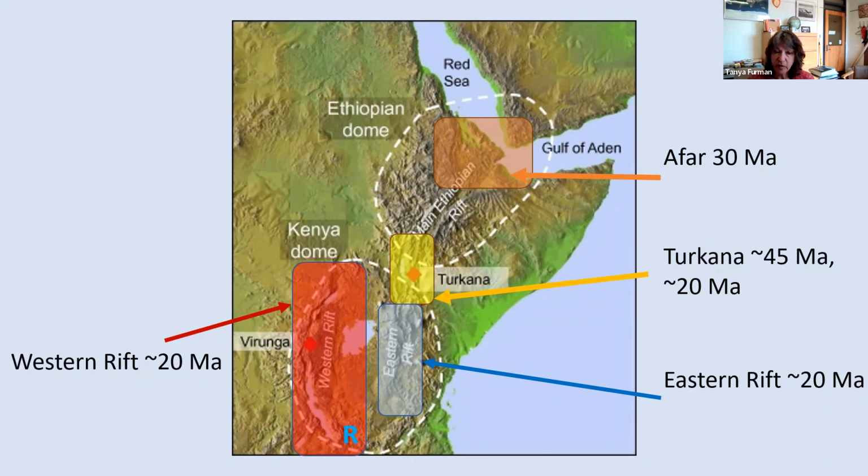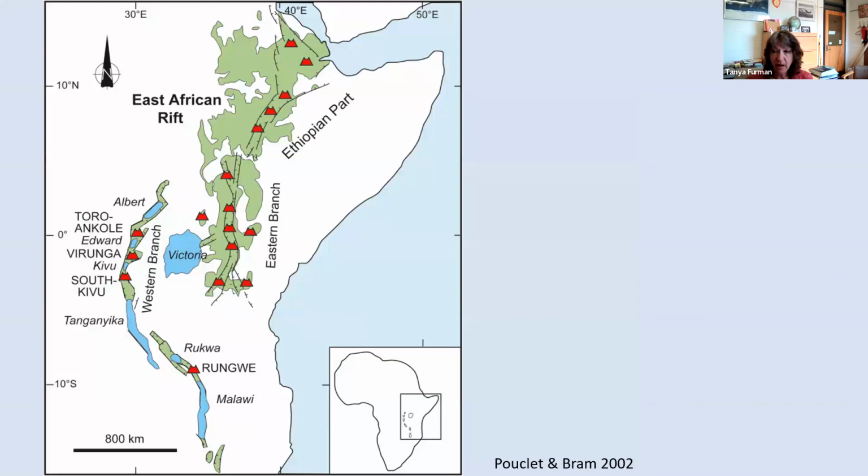So we know that there was the onset of magmatic activity throughout the rift at about the same time, but by 20 million years, there was a lot of activity. And each of the volcanic provinces has some of these 20 million year old lavas, and each of the 3 of the 4 provinces have very recent activity as well.